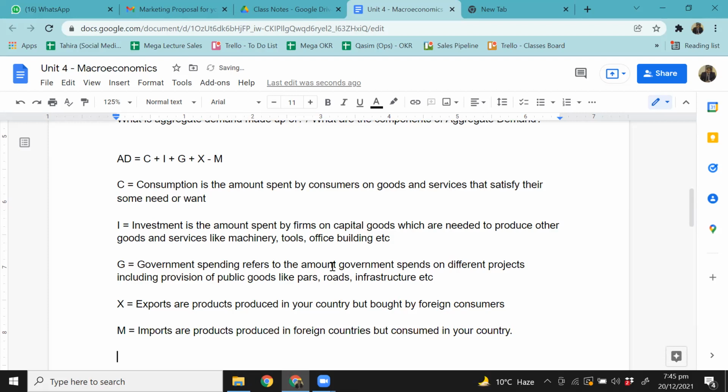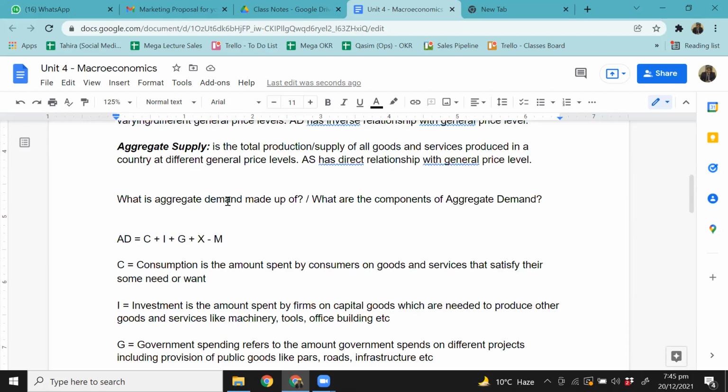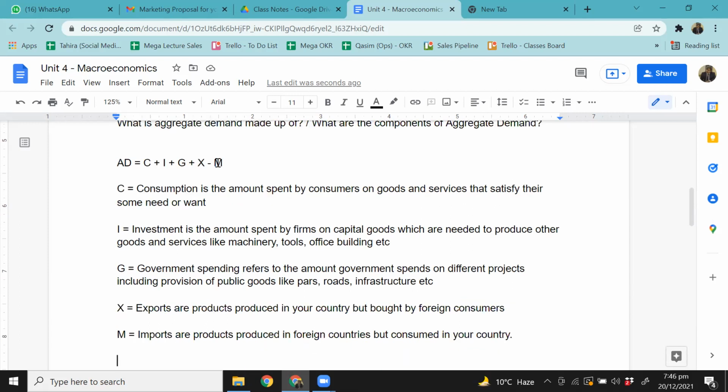Okay. Now this being said, we exactly know what aggregate demand is made up of. There is no such classification for aggregate supply. So obviously we would not do that. So we know what aggregate demand is, what aggregate supply is. We also talked about what aggregate demand is made up of and all that stuff.